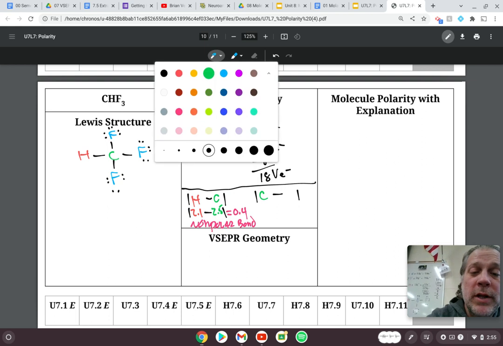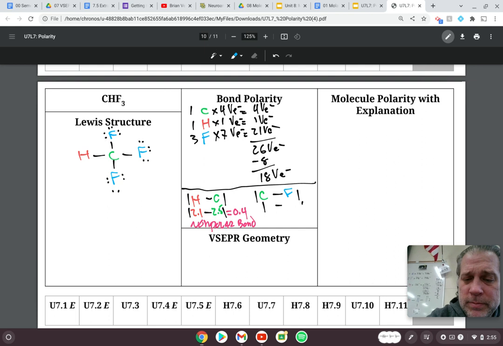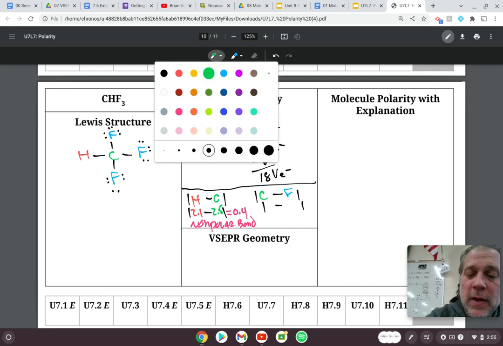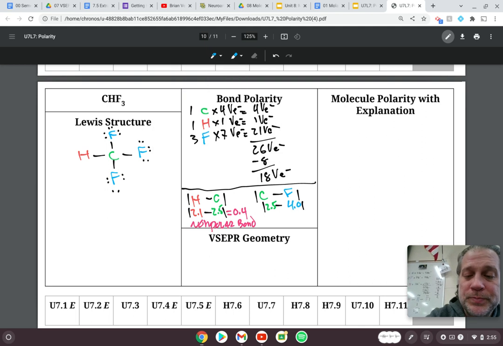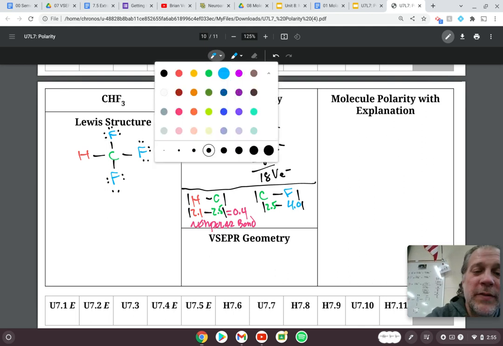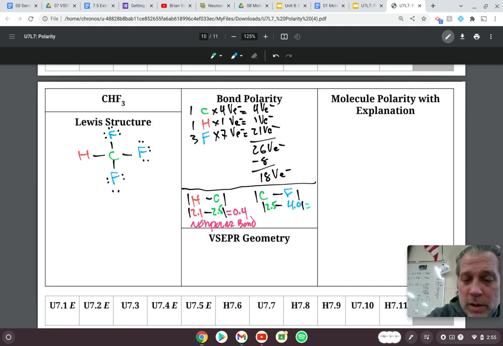The carbon and the fluorines in this molecule, nothing's really changed actually. Here's a 2.5 and a 4.0. Subtract that, get 1.5. So that is a polar bond.